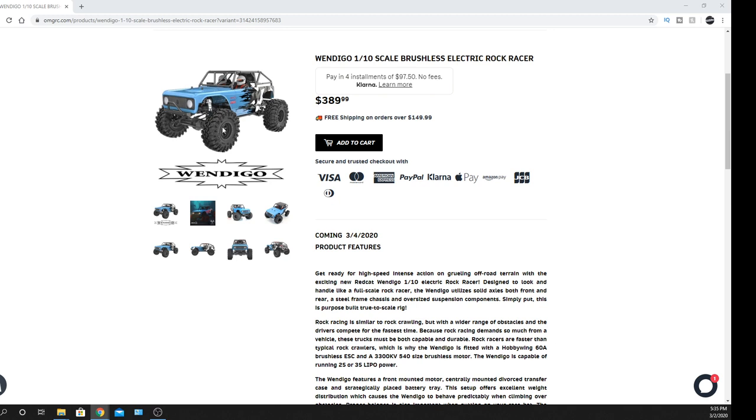Anyhow, this could be a pretty cool little truck. I can't really say much about it because I don't have one, and we don't have a video of it right now, so we can see this thing in action.